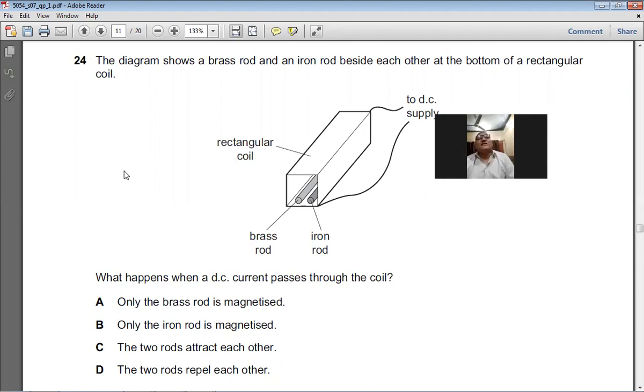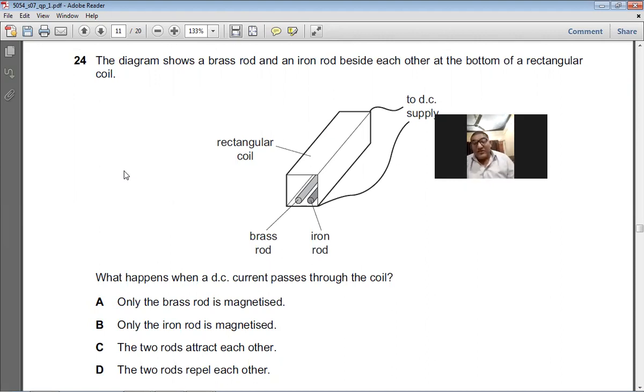So the question is, what happens when the DC current passes through the coil? Only the brass rod is magnetized. That's wrong. Only the iron rod is magnetized. Yes, that's right. The two rods attract each other. That's wrong. The two rods repel each other. That is also wrong. So I think that the answer is only the iron rod is magnetized. Yes. B looks the best option.